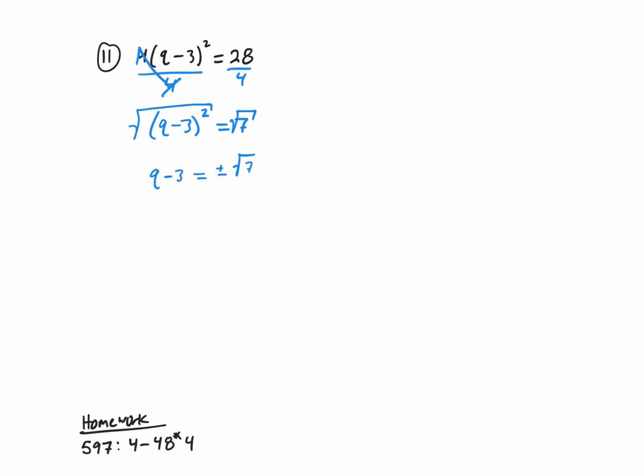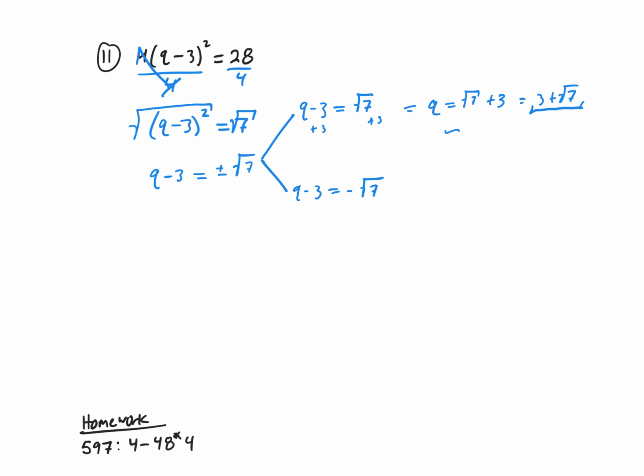It doesn't have a perfect square like, say, 9 or 4 or 16, so we're just going to leave it like this. And now in this case, I'm going to split this up into two different equations, because I actually have two different equations. I have q minus 3 is equal to the square root of 7, and I also have q minus 3 is equal to the negative square root of 7. So now to solve each one of these, I would need to add 3 to both sides. So I'd end up with q is equal to the square root of 7 plus 3, or if you want to say 3 plus the square root of 7, those mean the same thing. And so if I wanted an exact answer, that would be it.